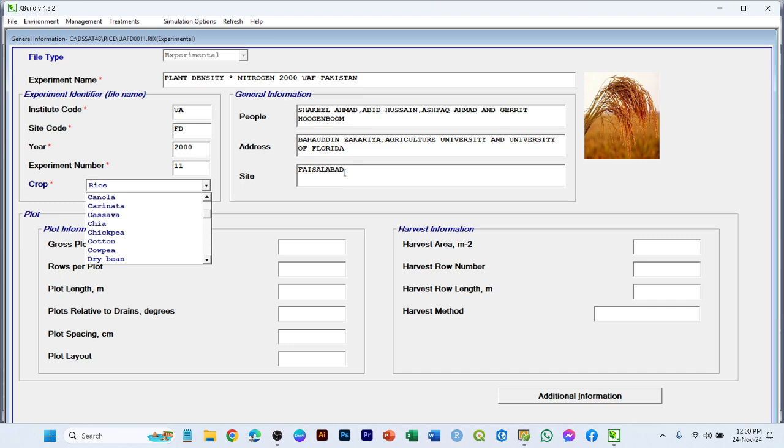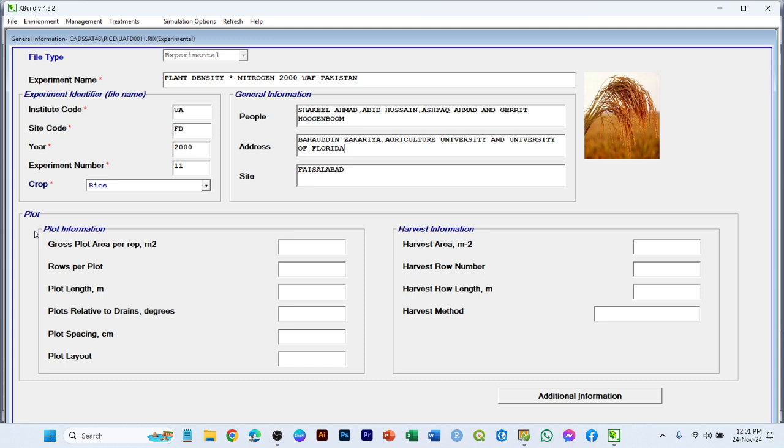Okay? Address and site, Faisalabad. Definitely, we are going to input all the experiment-related information. So we have to mention the site, Faisalabad. So the code is FD, Faisalabad, FD. Clear? So this is all about your experimental information.